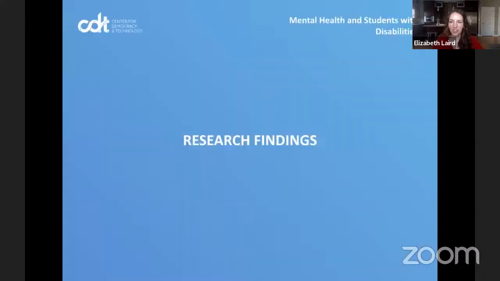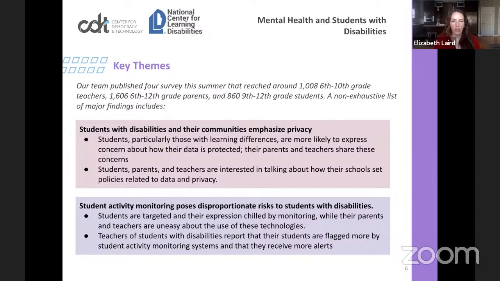So I'll dive into the research. As a refresher, we did 4 surveys of 3 stakeholder groups over the summer. Those stakeholder groups are teachers, parents, and then we did 2 surveys of students. The reason that we did 2 surveys of students is that we really learned a lot from what they're experiencing, and unfortunately, they are oftentimes not part of these conversations. So we really doubled down and wanted to lift up the voice of students. We're happy to be able to share some of those perspectives today.